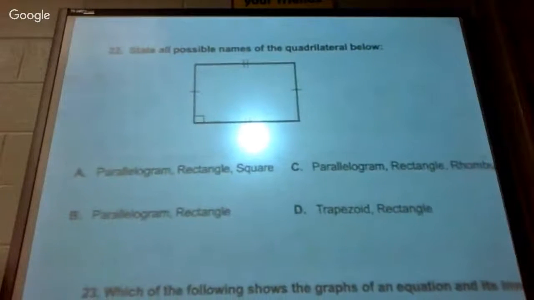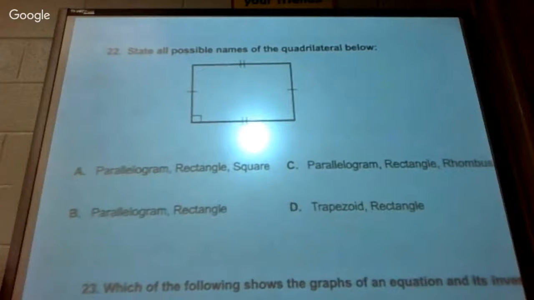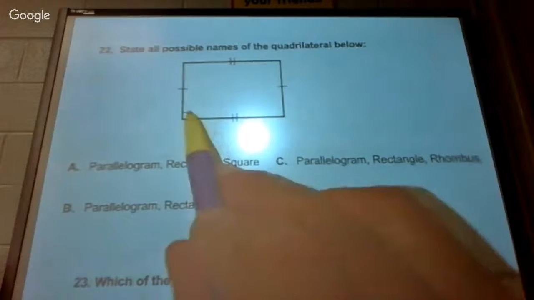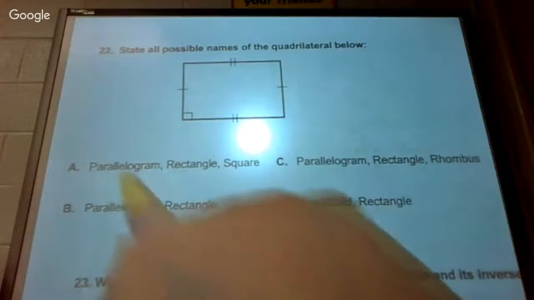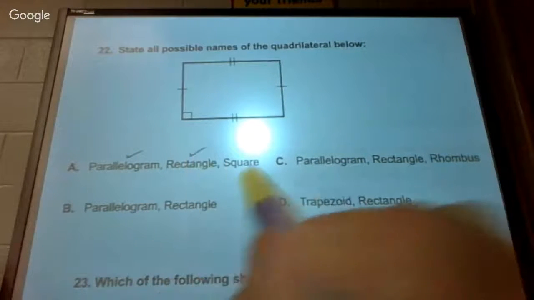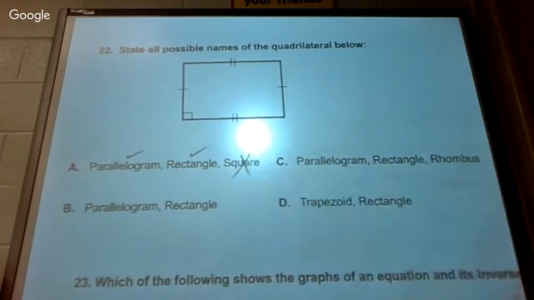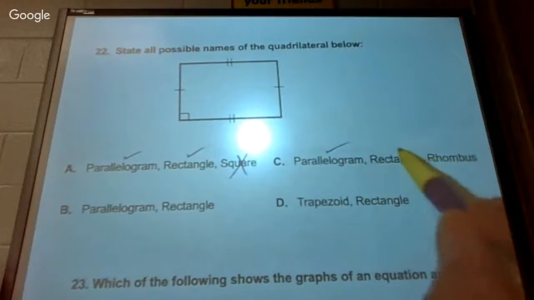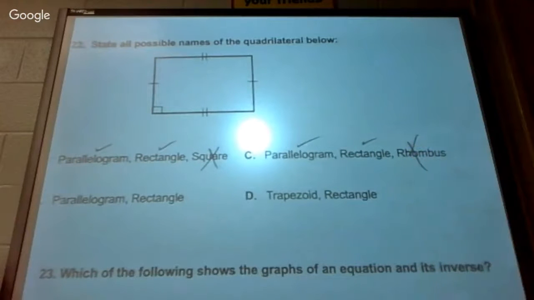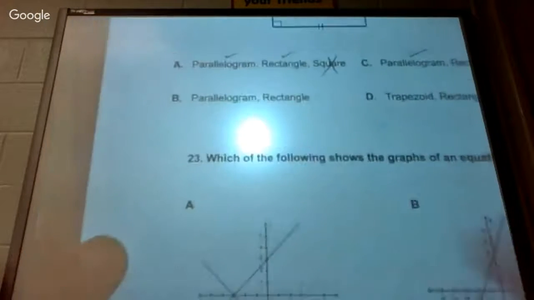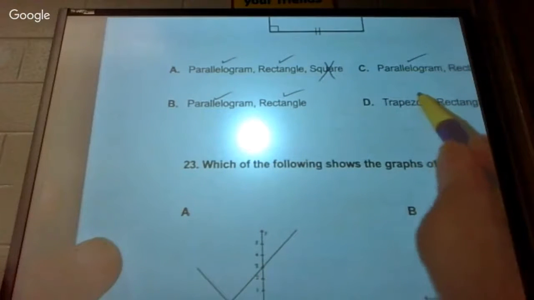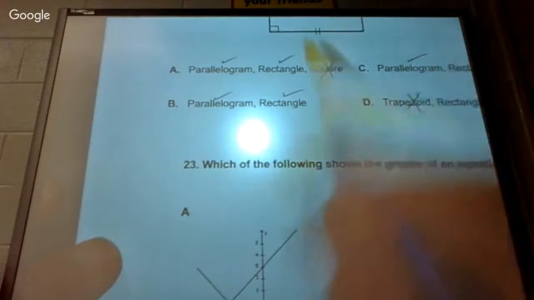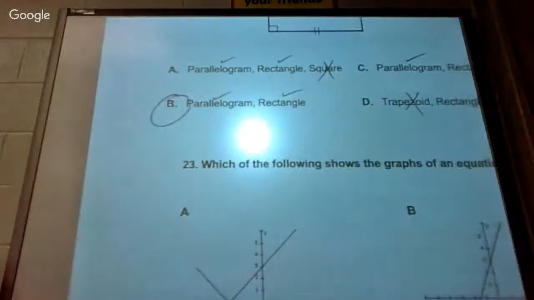Next one. Name all possible names for this quadrilateral. We have a right angle. We have congruent sides. Parallelogram. Yep, it's a parallelogram. Is it a rectangle? Yep. Is it a square? Nope. Is it a rhombus? Nope. You know what a rhombus and a square? All the sides got to be equal, right? Can it be a parallelogram? Yes. Can it be a rectangle? Yes. Trapezoid? No. Because you got two pairs of parallel sides. That 90-degree angle tells you that.